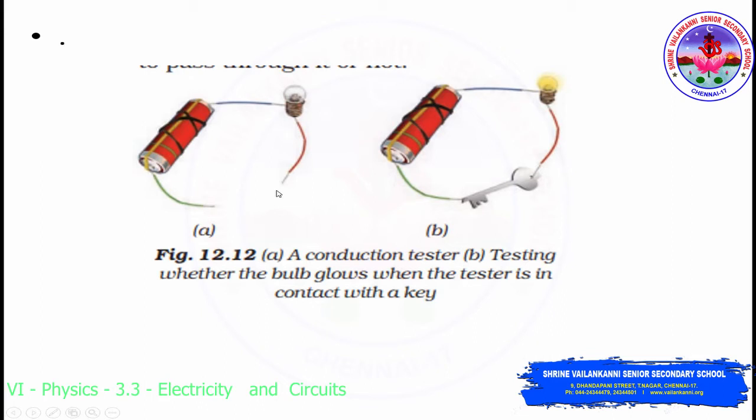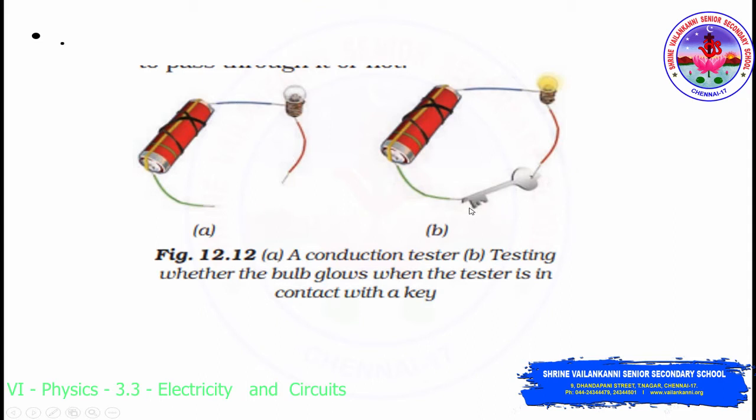I have already told you that when we are connecting all the electrical components together, we should not leave any space in between. Everything should be in contact with each other, all the electrical components. So if there is a break in between, the circuit is considered to be incomplete. When the circuit is incomplete, what will happen? The bulb will not glow. So there is a break in the circuit.